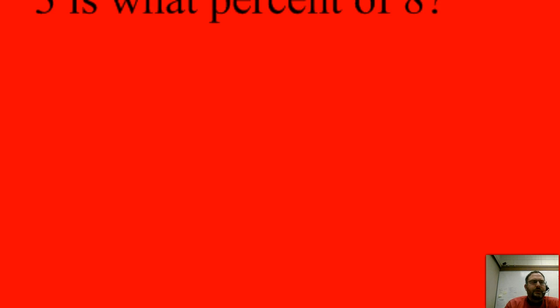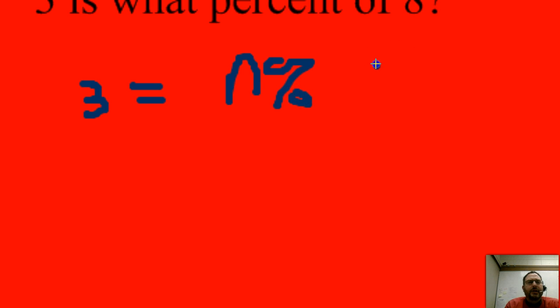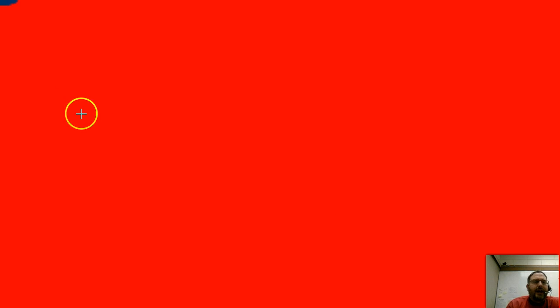There are a couple different ways to do this problem. Just to translate it, it would say 3 equals n percent, and it's a little difficult to draw using this tool, but I'll do the best that I can. 3 is n percent, of is times, 8. The opposite of times is divide. So to solve this problem, you are going to divide. So you might have it looking like this: 3 fraction bar 8, which is 3 divided by 8.